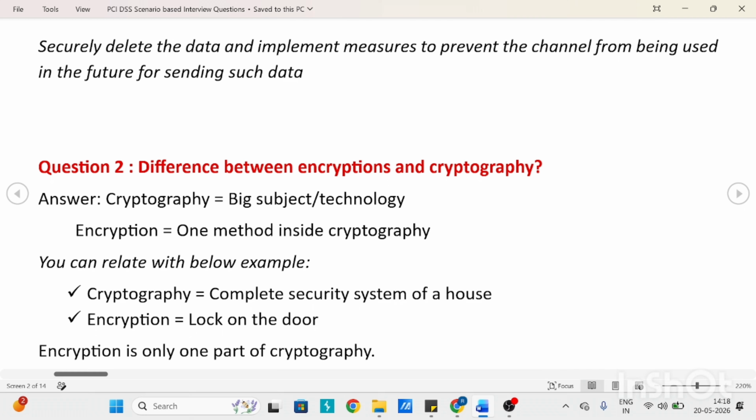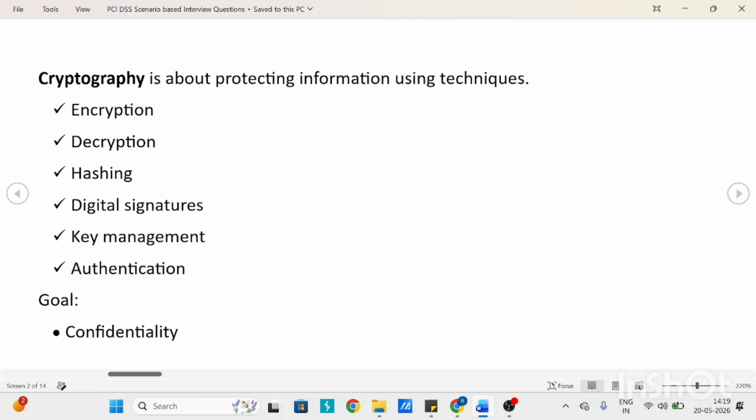Here's question number two. What is the difference between encryption and crypto? Very normal, but still some candidates find the definition confusing, so it's better to discuss here. Cryptography is a big subject, a big technology, and encryption is one method inside crypto. If cryptography is a complete system of a house, then encryption is a lock on the door. So encryption is only one small part of crypto.